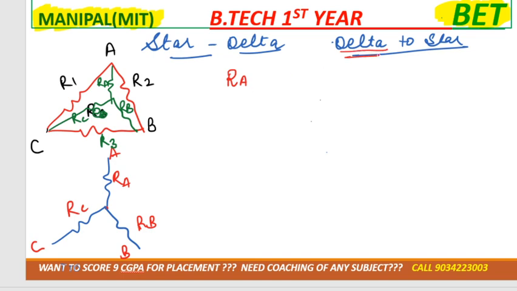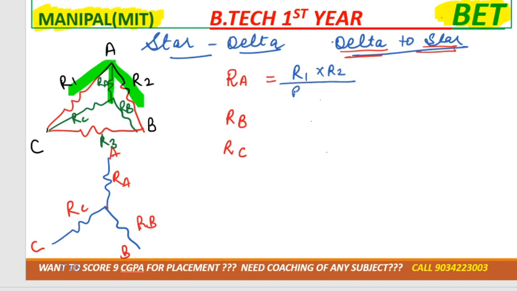If we want to convert delta to star, which values do we need in the answer? RA, RB, RC? No, we are converting from delta to star. So we need RA, RB, RC, or R1, R2, R3? RA, RB, RC. As you can see, RA is connected between R1 and R2, correct? So its formula would be R1 into R2 divided by R1 plus R2 plus R3.